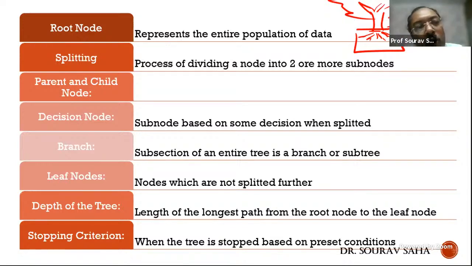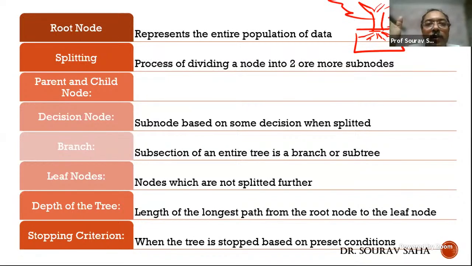In a decision tree, same analogy. In the root node, the entire data, the entire population is there, right? So that is the first terminology that you should know. Next is the part which is called splitting, right? Splitting is when you are dividing the data into two or more different subnodes based on some particular condition, right? Decision node: the decision that you are taking when you are splitting this particular node, that's the decision node.